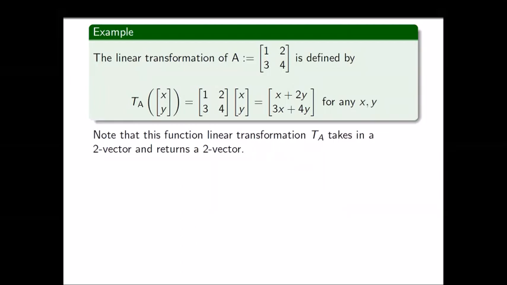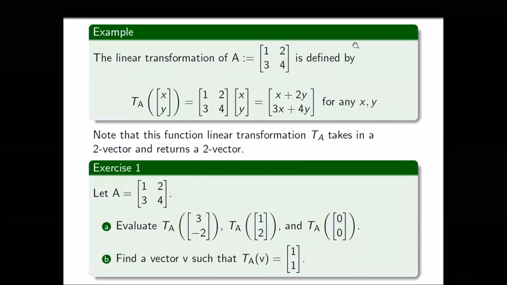Okay, let's look at an example. We're given a 2 by 2 matrix with entries 1, 2, 3, 4. By definition, its linear transformation is going to take any vector (x, y) to the product of the matrix [1, 2; 3, 4] and the vector (x, y), which upon computation becomes (x + 2y, 3x + 4y). So TA is a function that takes a two-dimensional vector with entries x, y as an input, and outputs another two-dimensional vector with entries x + 2y, 3x + 4y for any values of x and y.